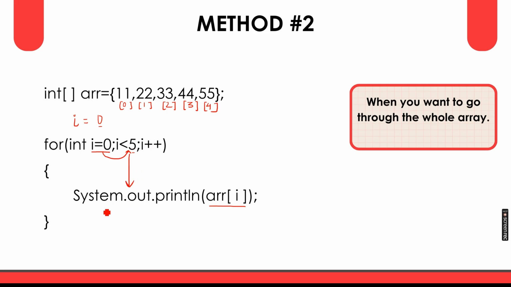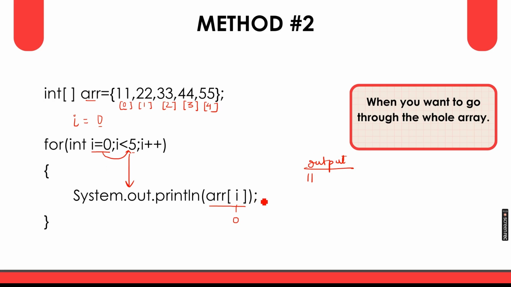We will go inside the loop. This statement will be printed. Now what is ARR of I? I is 0 here. So what is the value at the 0th index in this array? The 0 index of this array is 11. So it will be printed on the screen. I'll write the output here.